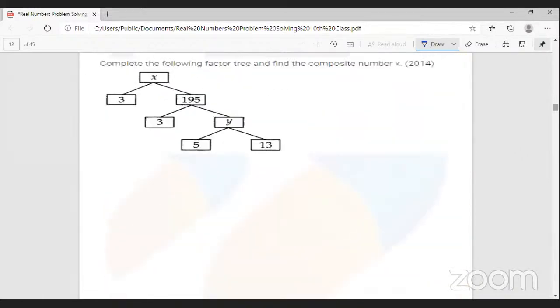So now this is the next question. You have to find the composite number x and you have to complete the following factor tree.